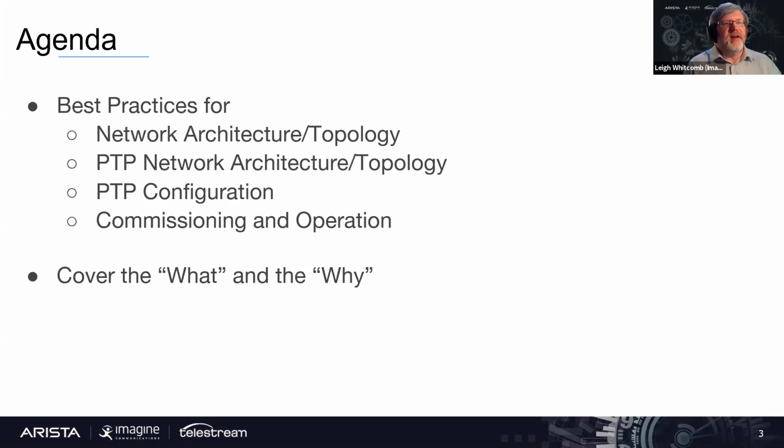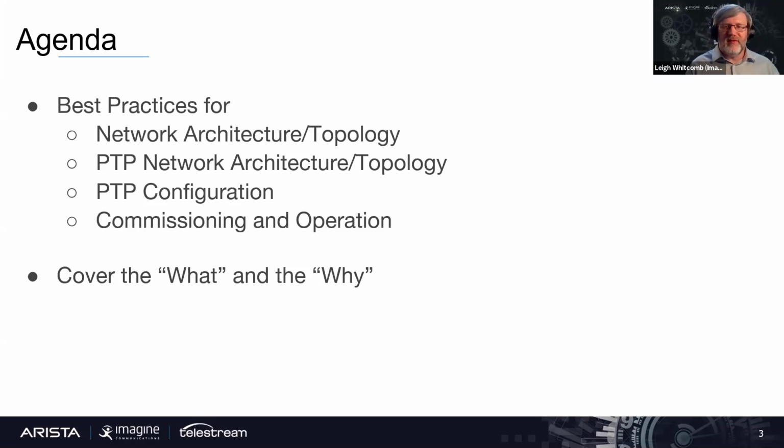So today we're going to look at best practices, and we group them into 4 major areas. One of them is general network architectures and topologies. Some of them are around very specific PTP network architectures. Then there are the PTP configurations that you'll do on your devices, and then commissioning and operating your system. We're also going to try to cover both what the best practice is and the why.